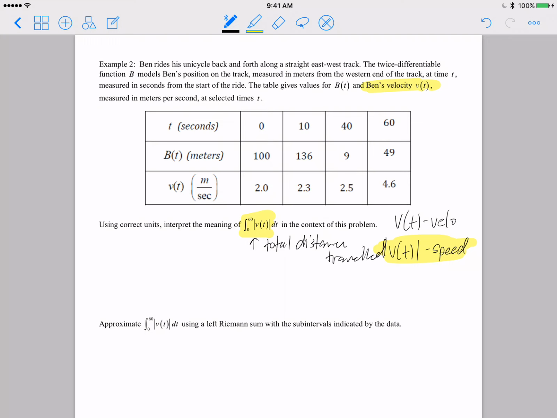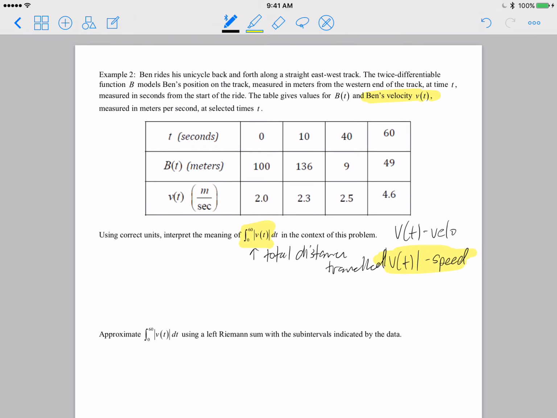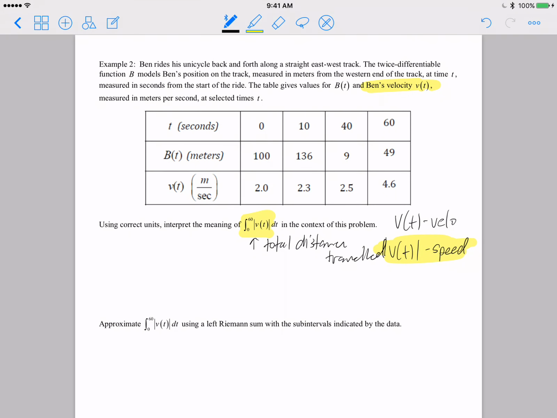And in this particular problem, we're talking about a person, Ben, who's riding his unicycle back and forth along a straight east-west track. So what we're going to say is that the integral from 0 to 60 of the absolute value of the velocity, dt, is the total distance Ben rides his unicycle. I apologize for the bad handwriting here and also the bad spelling. Let me see if I can spell unicycle, U-N-I-C-Y-C-L-E. There we go.